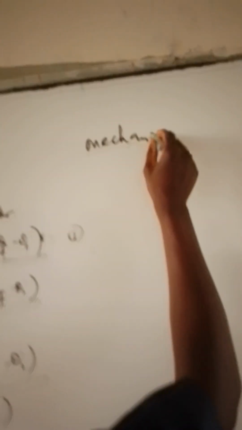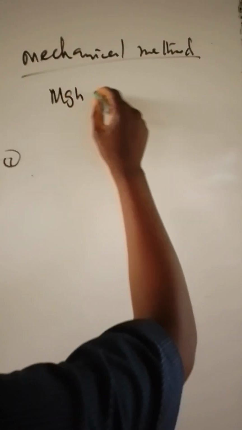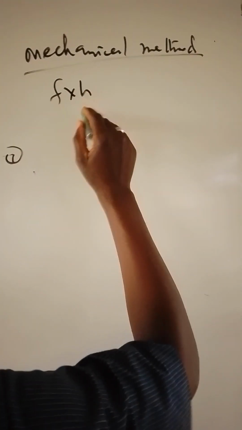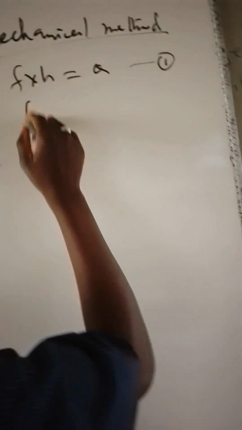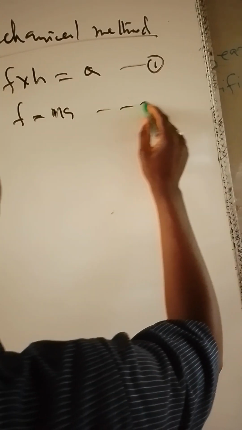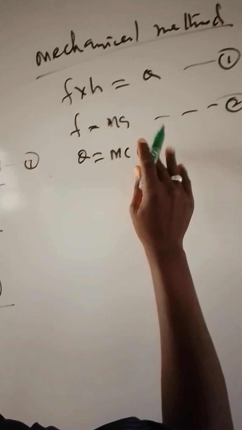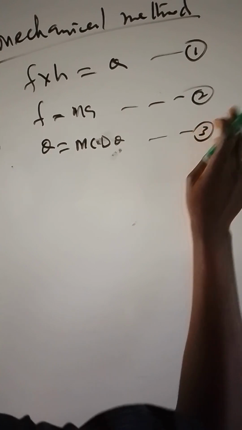That leads us to the last method, which is the mechanical method. For the mechanical method of calculating specific heat capacity, we have mgh is equal to Q, or we can say the formula is F times H is equal to Q. We call it equation 1. What is F? From Newton's second law, F is equal to ma. We call this equation 2. And Q is equal to mc change in θ, equation 3.